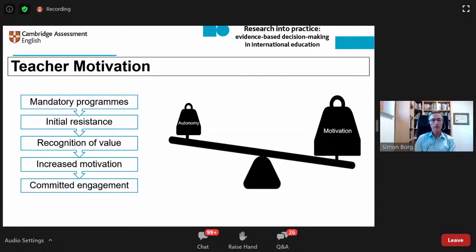Motivation, therefore, is very important in getting teachers to participate and to benefit from professional development programs. A very important question for us when we're designing programs, and for organizations designing professional development programs, particularly at scale but also within institutions, is to think about how teacher motivation to participate can be increased. So what can we do in practical terms to increase the motivation of teachers to take part in our programs?